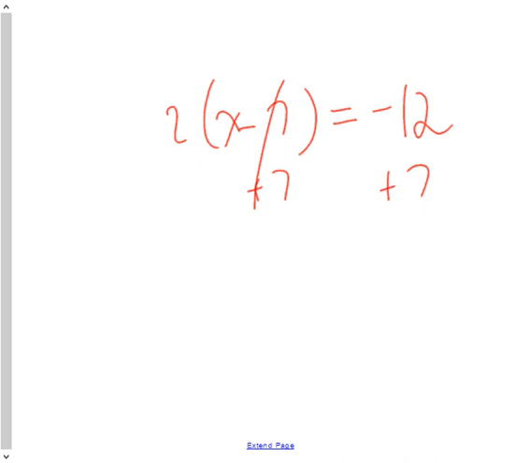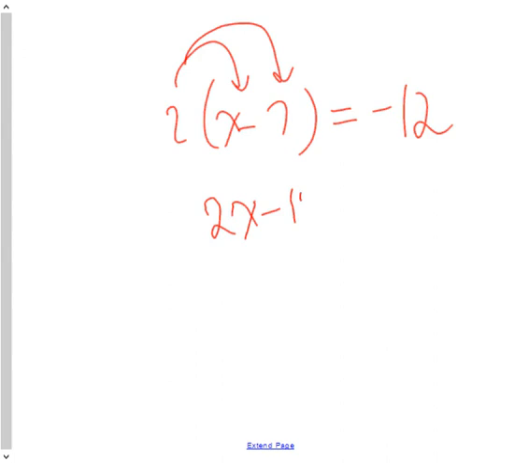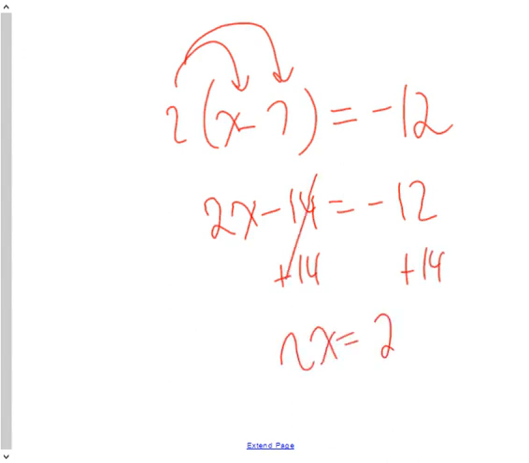It is not a constant of minus 7. You have to acknowledge you have to expand it first to identify what your constant is. When I expand it, I see it's not a negative 7 constant, it's a negative 14. So in order to get rid of the constant, I have to add 14 to both sides. Once I have that, I'll get x equals 1.